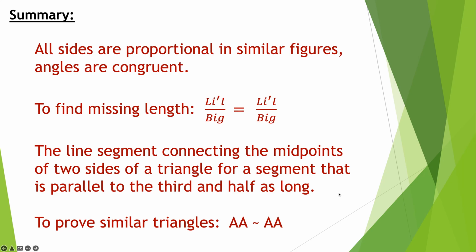Now, a little bit of a summary for what we went over today with respect to similar figures. First, all the sides are proportional in similar figures, and all of the angles are congruent. To find the missing length, little is to big as little is to big.